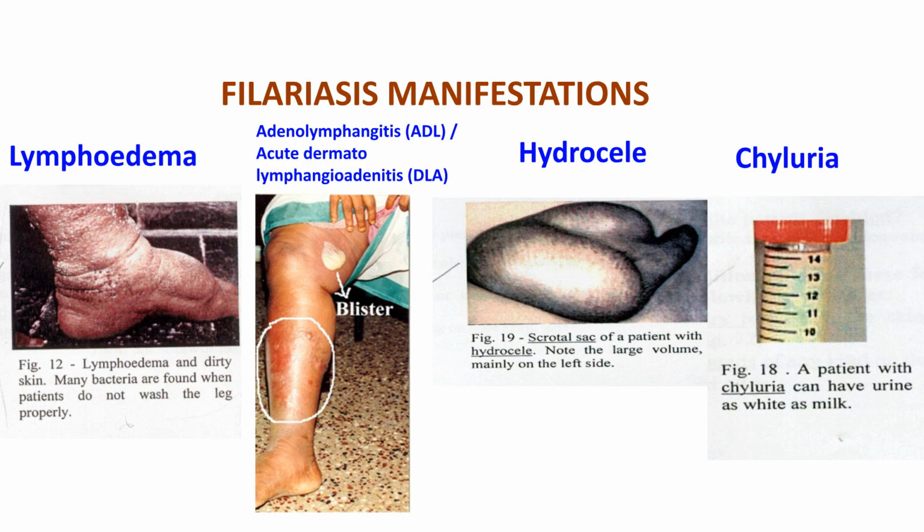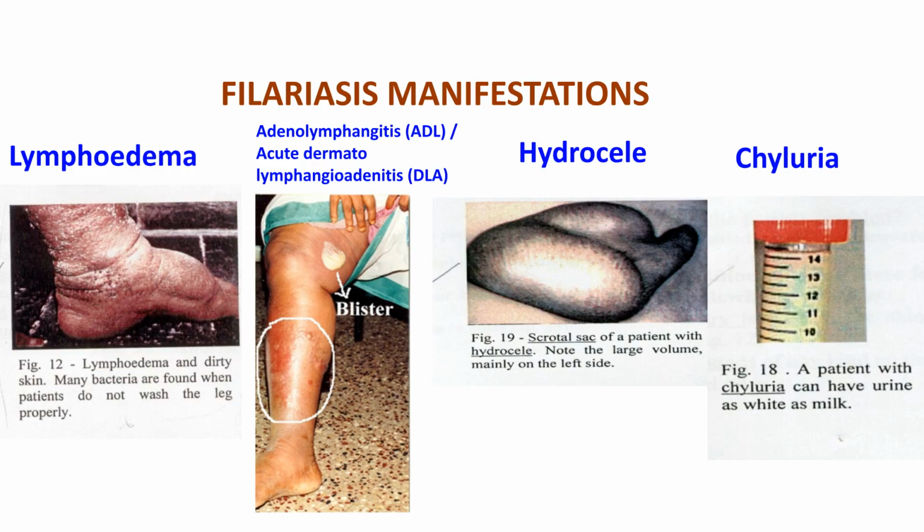Acute adenolymphangitis, or ADL, presents with sudden onset of fever, pain, swelling, and redness along the lymphatic vessels and nodes. Patients often describe these as attacks that last several days. These episodes are frequently triggered by secondary bacterial infections, particularly Streptococcus pyogenes, entering through skin breaks.